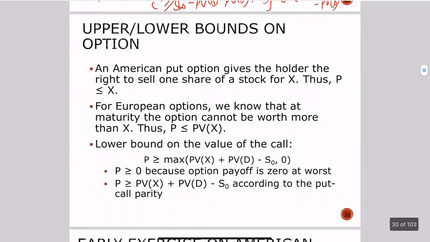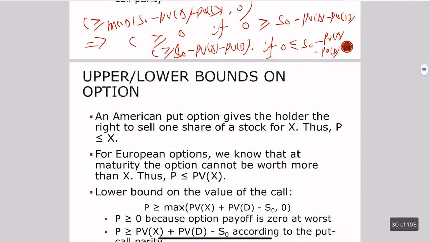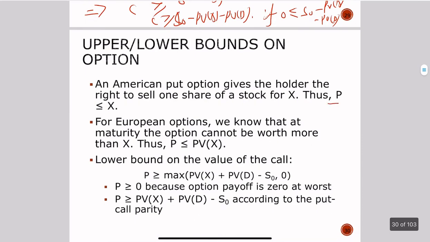Okay, now what about puts? First, for an American put, the put price has to be smaller than the exercise price. The reason is that an American put option gives the option holder the right to sell one share for X, which is the exercise price. So there's no way you would pay more than X to gain the right to sell a share at a price of X.